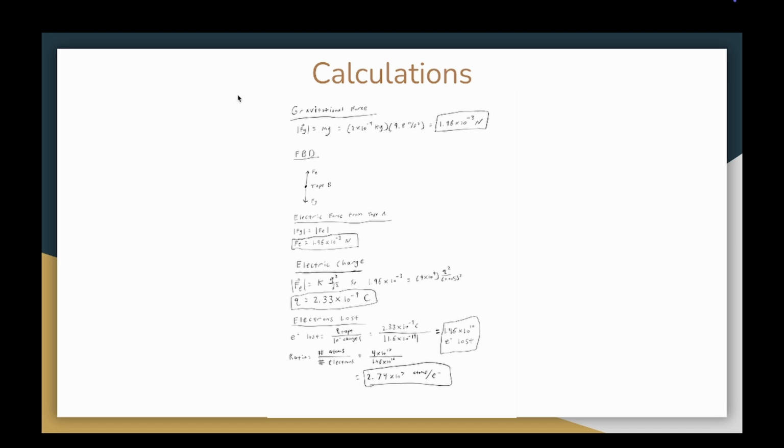So some calculations from this. I calculated the gravitational force by doing mg, and I drew the free body diagram. And since tape B is at rest, the gravitational force is equal to the electric force. And to find the electric charge, I just plugged values into this equation and found the electric charge. And then to find electrons lost, I did Q-tape over the magnitude of the charge of an electron, and I found the number of electrons lost. And then I found this ratio of number of atoms to number of electrons.